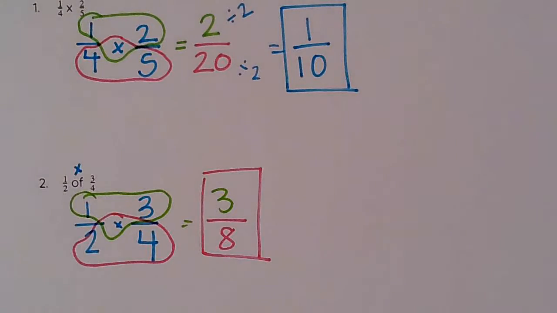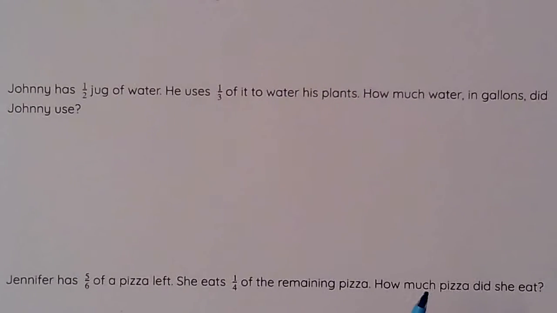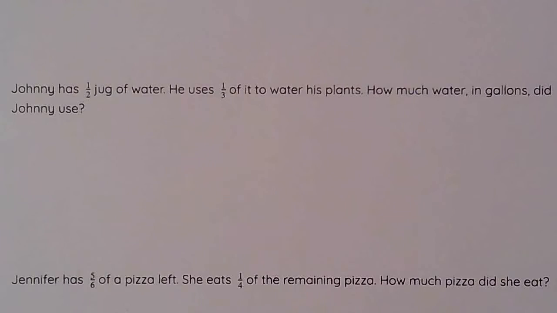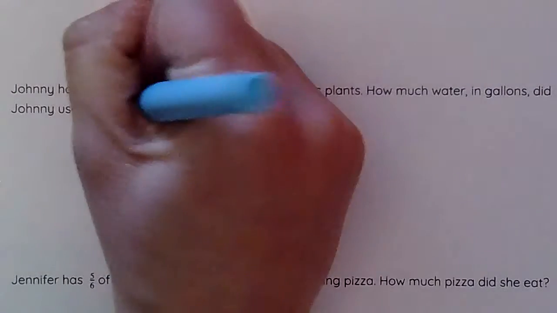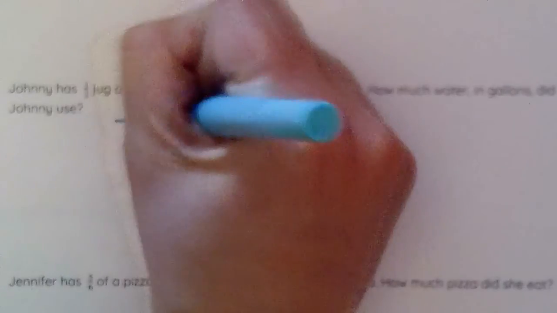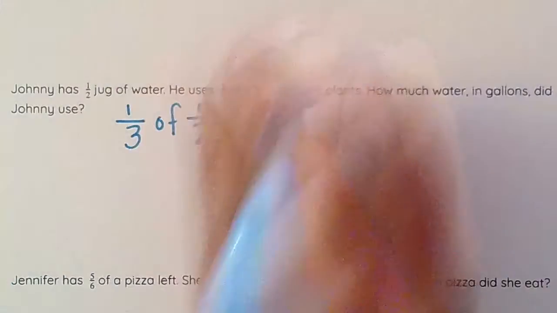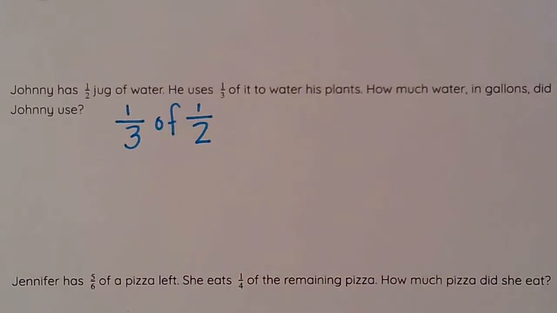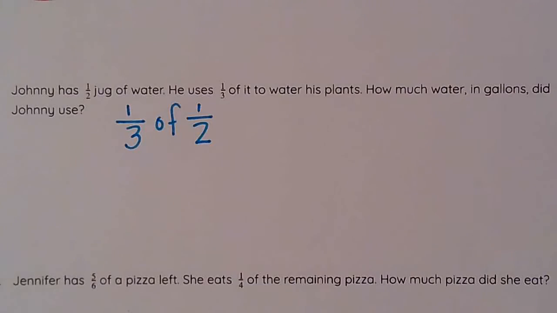All right, we've got 2 word problems to practice here. It says Johnny has a half jug of water. He uses 1/3 of that jug to water his plants. Okay, so again, we have 1/3 of 1/2. I have that half gallon, or half jug, excuse me.